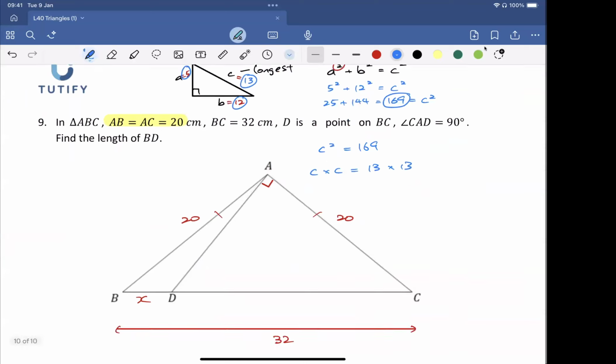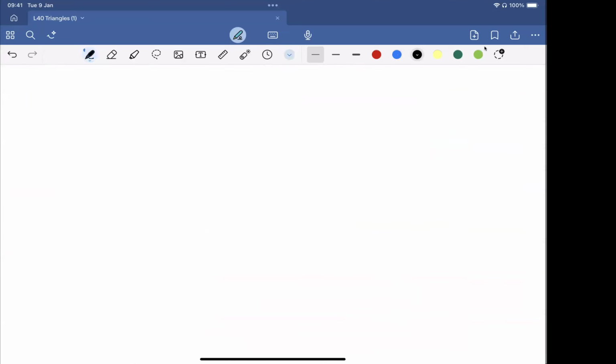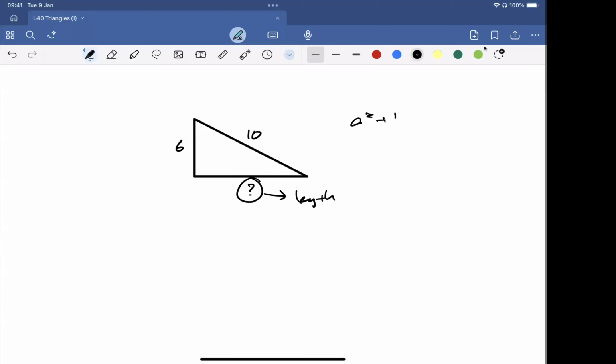Can I test you? Okay, everybody, let me test you. I'm just going to draw a triangle here. I'm going to say that this is 10 cm and this is 6 cm. Find what this length is. a squared plus b squared equals c squared. Everybody, can you calculate this length and tell me? Type your answer in the chat, please.